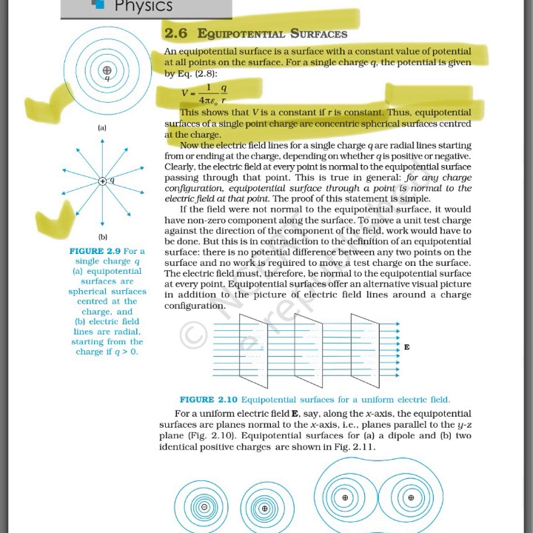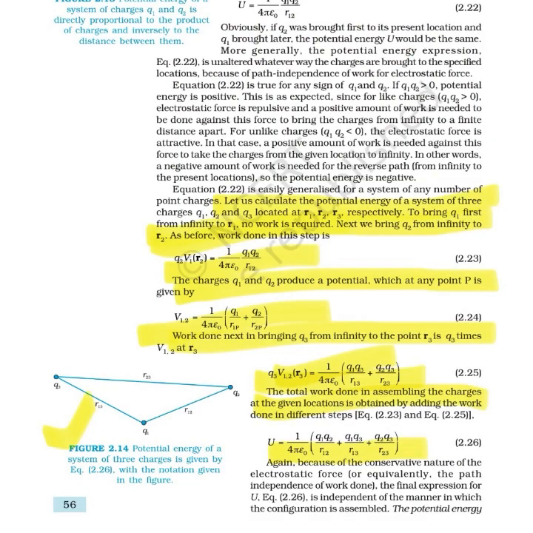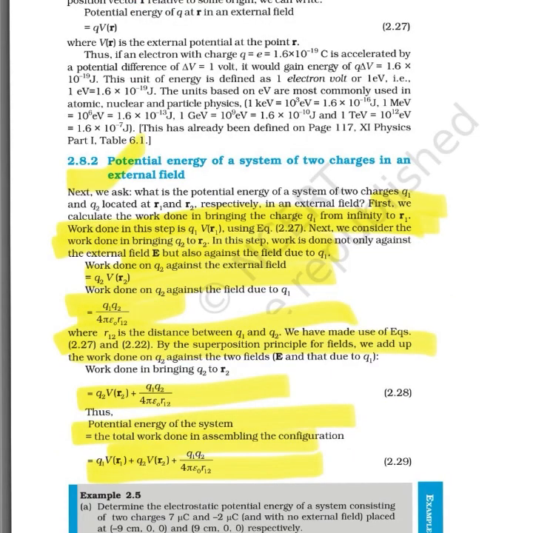Now we have come to the second chapter. In the second chapter, our important topic is equipotential surface. The yellow part is underlined as important. Now the main important topic is these 3 charges Q1, Q2, Q3. What will be the total potential of these 3 charges? Now our next topic is potential of a system of 2 charges in an external electric field. It is an important topic, so you have to see it also.